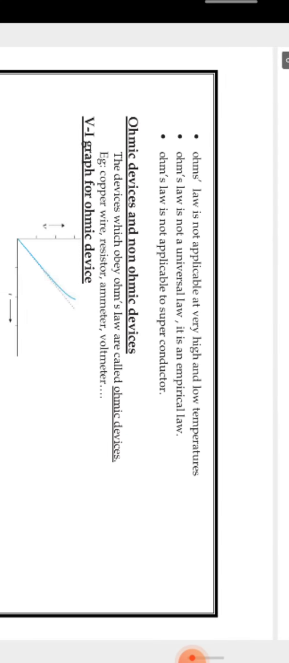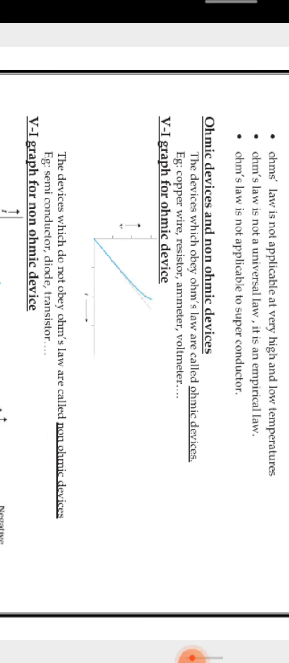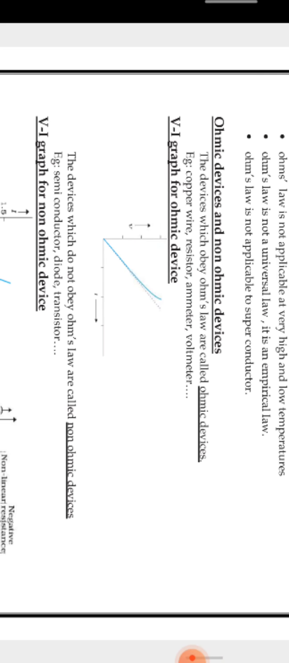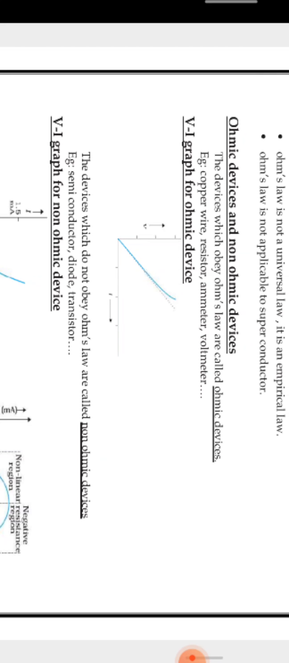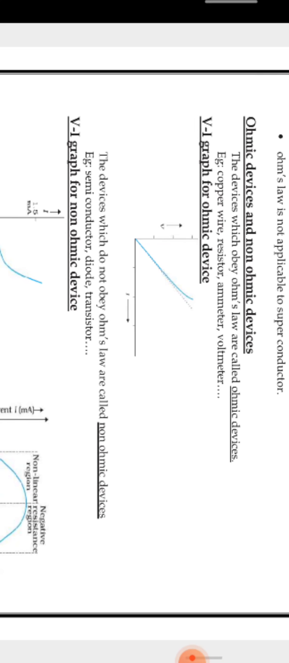Next, Ohm's law is not applicable at very high and very low temperatures. You remember that also. Next, Ohm's law is not a universal law. It is an empirical law, that means a derived law. Next, Ohm's law is not applicable to superconductors. Superconductors means conductors whose resistance is almost zero.